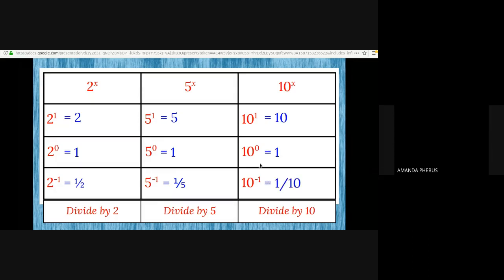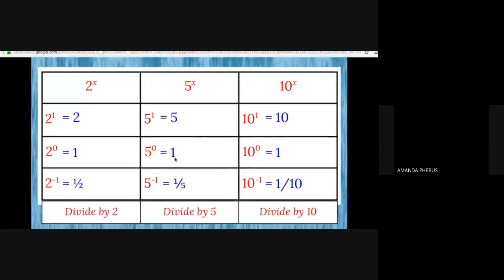Now, the interesting thing here, if you look at the 0 power, there is an interesting piece that happens. And then if you start looking at the negative 1, we still have 2, but now it's in the denominator. We still have 5, but now it's in the denominator. We still have 10, but now it's in the denominator. So these negative exponents also have a special property that go along with them as well.